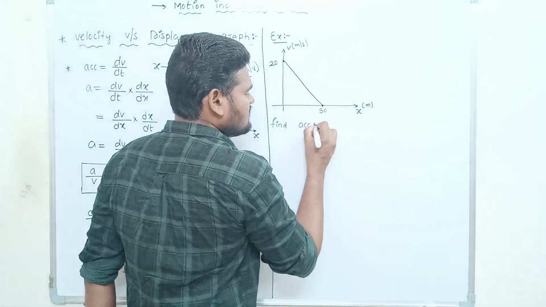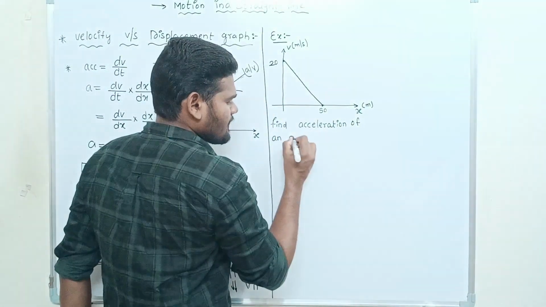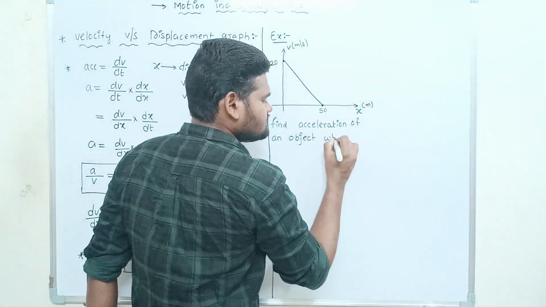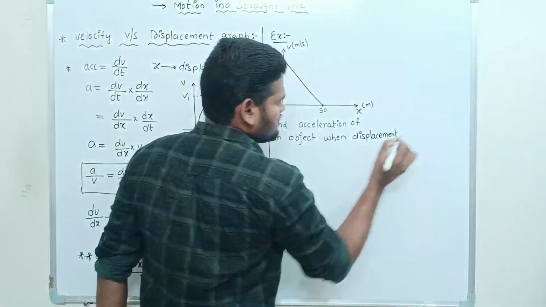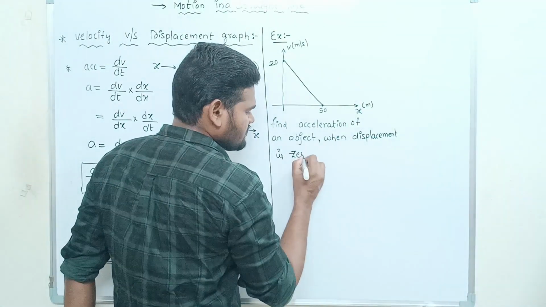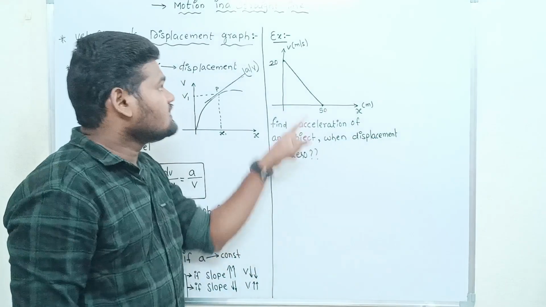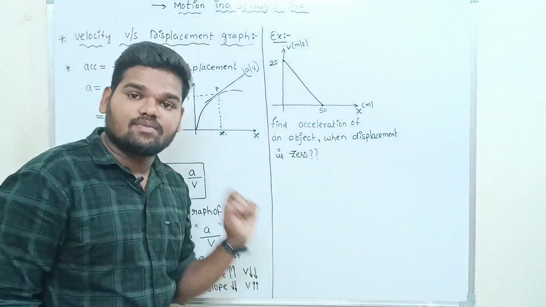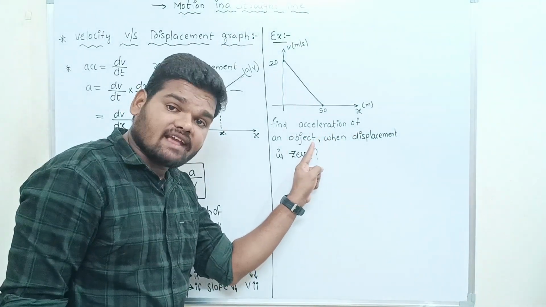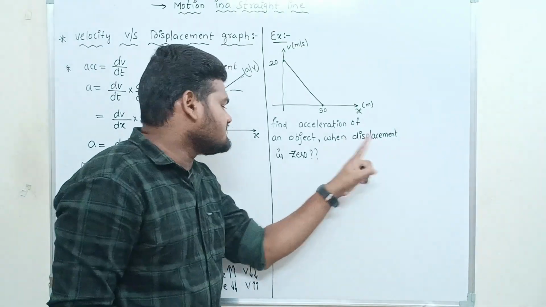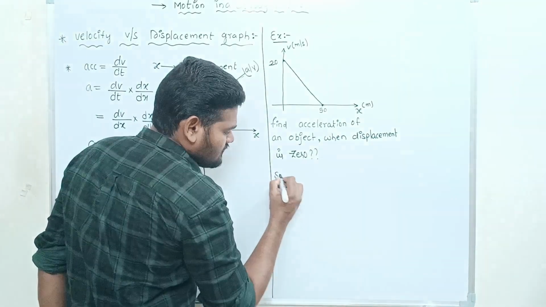Find the acceleration of an object when the displacement is 0. So this is the given question. They have given one graph. What is this graph for? Velocity versus displacement. We have to find the acceleration of the object when the displacement of the object is 0. Have a look at how to solve.